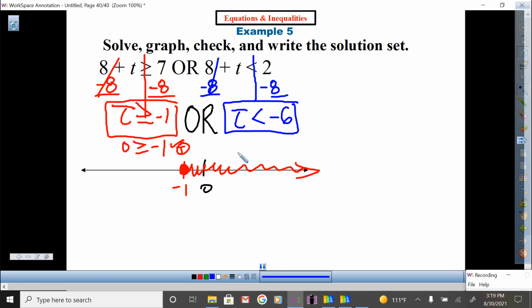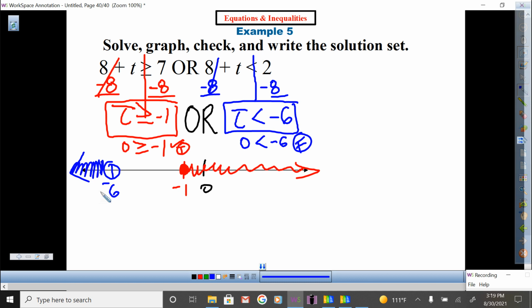So with blue, -6. -6 is right there. Is it an open or closed point? Open, because it doesn't have an equal sign. And once again, I'm going to test which number? 0. So is 0 less than -6? No, that is false. So am I going to shade towards 0? No, I'm going to shade away. Thank you, Maddie.